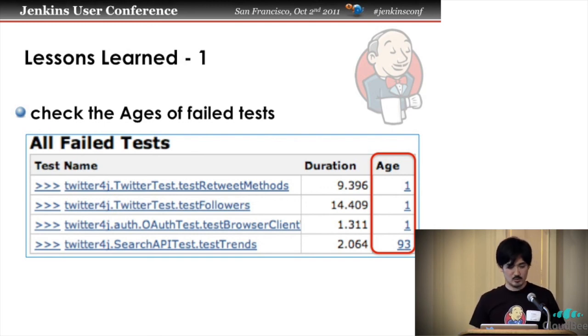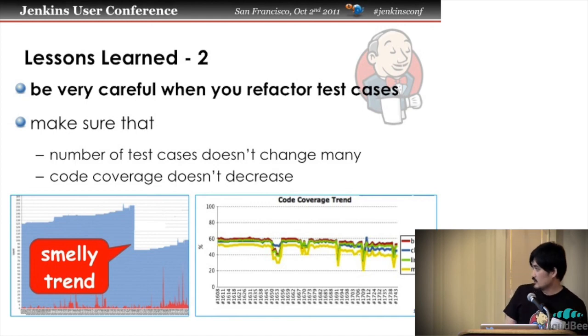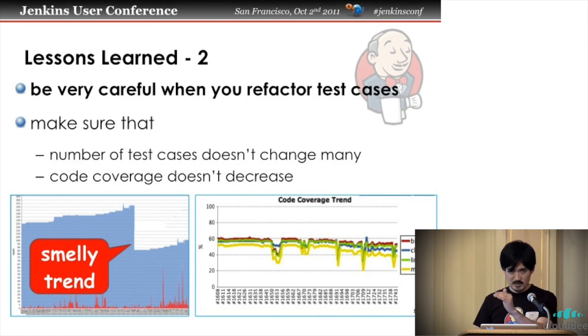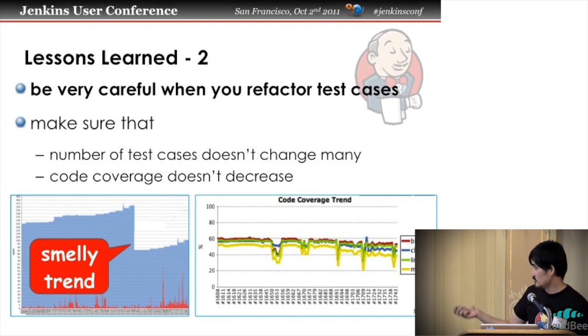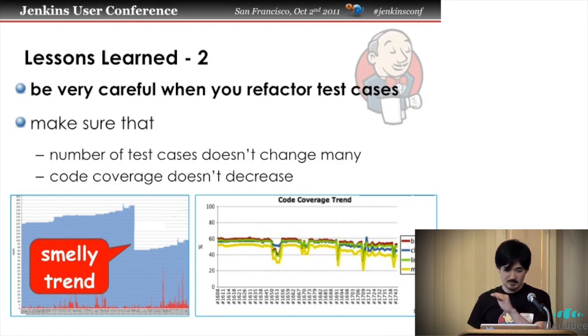Additionally, the second one I want you to take care of is that you should be very careful when you refactor your test case. Usually you just write test case and forget it, but sometimes you may need to refactor test cases. But in that case, you should really keep eyes on the test trends, and if the number of executed test classes decreased that much, there should be something wrong. And additionally, when you refactor your test case, you may also need to look at the code coverage. If you fail to refactor your test case correctly, that test case coverage could change much. That's it.